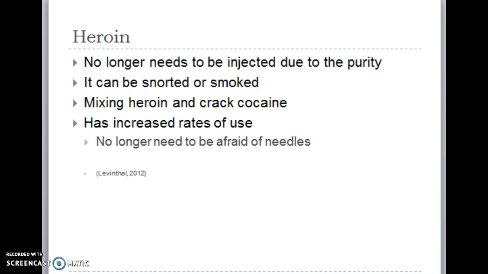So they found that heroin no longer needs to be injected due to the purity. Because of how pure heroin has become, it doesn't have to be injected. It can be snorted or smoked. It can also be mixed with cocaine or crack cocaine. Its use has increased because now you don't actually have to inject it, as people weren't using heroin because they were afraid of needles. Now there's a way of bypassing that.